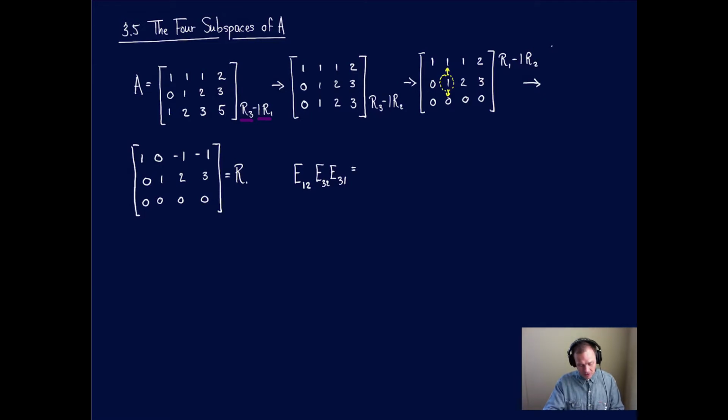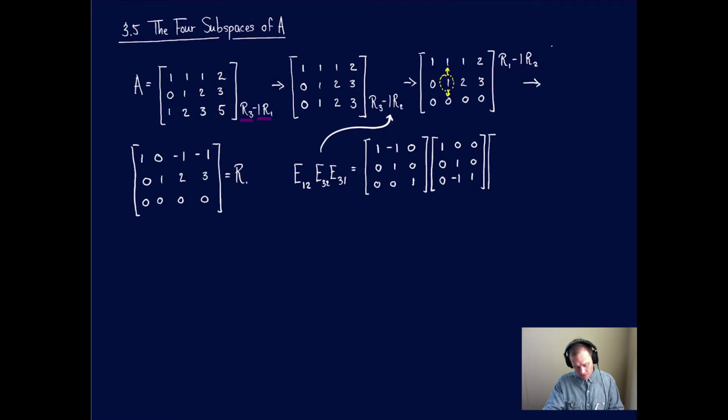So let's write this out. So E12 means that in the row 1, column 2 position, I'm going to have a minus 1, and then a 0. And then the rest of this just looks like the identity matrix. Now when I go to E32, that means that in the row 3, column 2 position, I'll have a minus 1. So that's going to be a 1, 0, 0. So row 1 is unchanged. Row 2 is unchanged. But row 3, we're going to have 0, minus 1, 1.